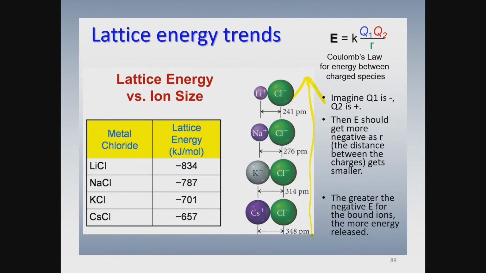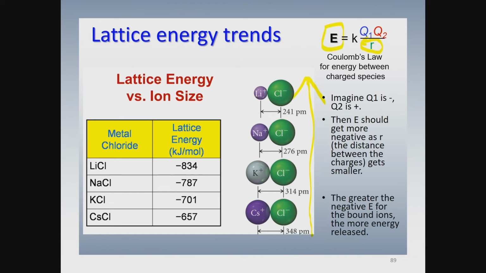Now, what is R? R is the distance between the cations. And what I'm hoping you'll notice is that in this equation, there's R in the denominator. Imagine what happens if the value of R, the distance between the anion and the cation, gets smaller and smaller and smaller. What's going to happen to E? The value of E will increase.